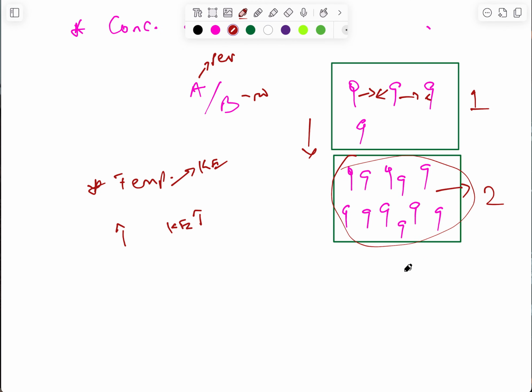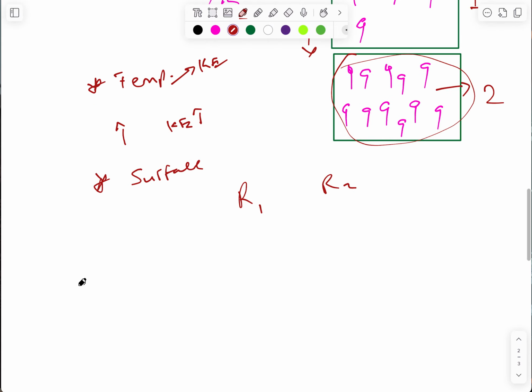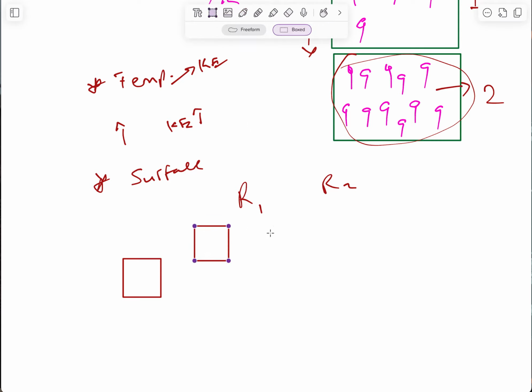Surface area. To understand the concept of surface area, consider two reactants, reactant 1 and reactant 2, that are going to react with each other. Let this be a reactant and let this be another reactant. I'm going to show you something here, moving this around. For them to actually react, there must be collision between them.